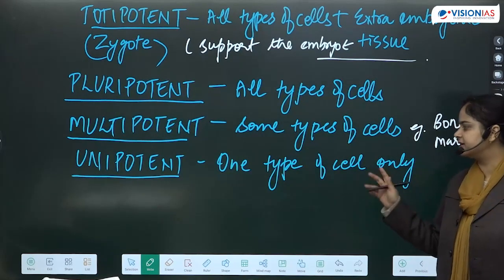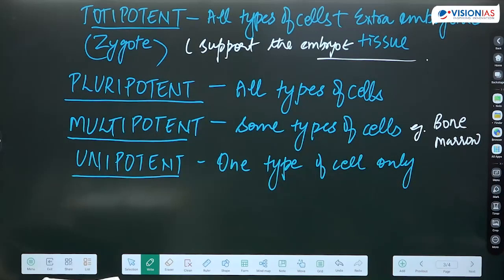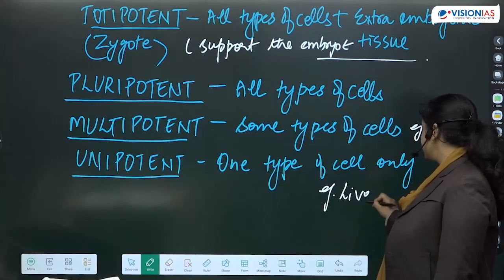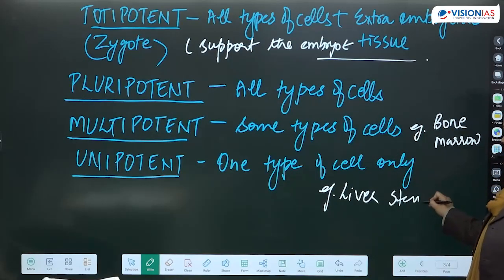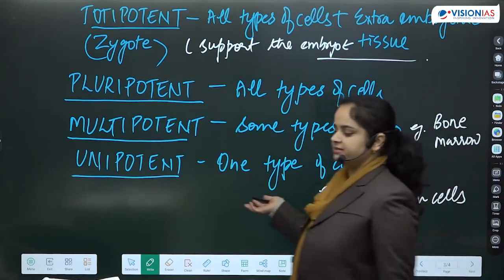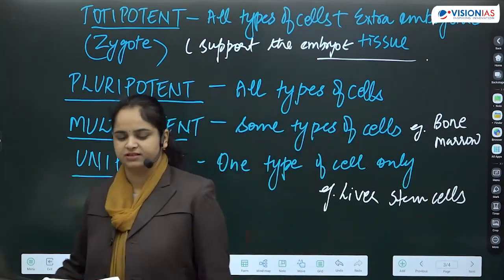Unipotent में सिर्फ one type of cell. जैसे कि I have to give you an example. Suppose you have liver stem cells. The stem cells in the liver, they are unipotent because they will only form liver cells, nothing else. You can't make blood from them, you can't make bone from them, you can't make anything else. Okay, so they are limited in the sense they are tissue specific.